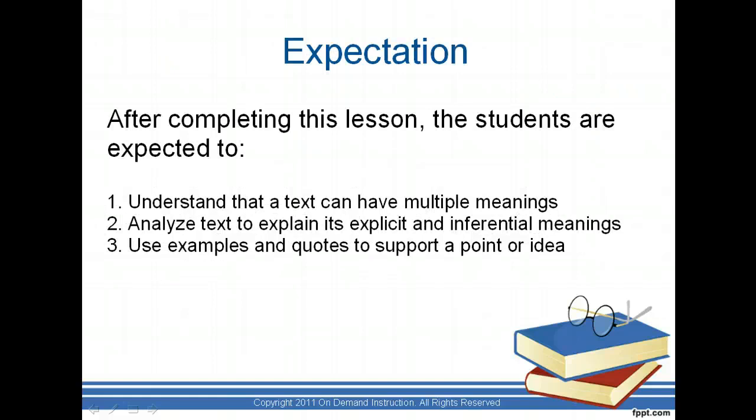In completing this session, you should understand that a literary text can have multiple meanings. You should be able to analyze the text to explain its explicit and implicit meanings, and make inferences from these meanings. Lastly, you are expected to be able to cite parts of the text that best support your inferences.